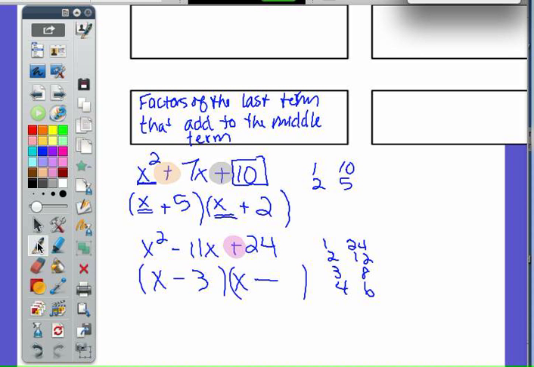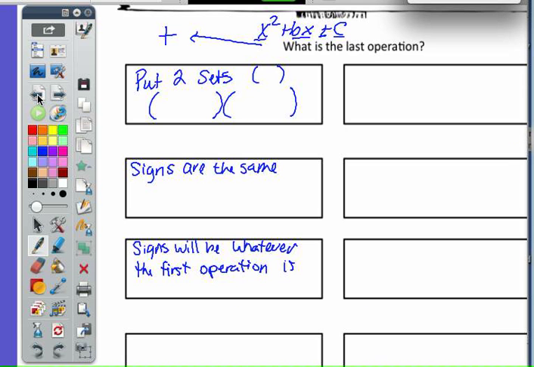So 3 and 8. Now here's the question I know someone's going to ask. Could I put 8 and 3? Yes, because multiplication is commutative. It doesn't matter which parenthesis comes first, as long as the stuff inside the parentheses stays the same. So that's the plus side. Okay? So now we're going to go back and fill out the right side because we have another choice.